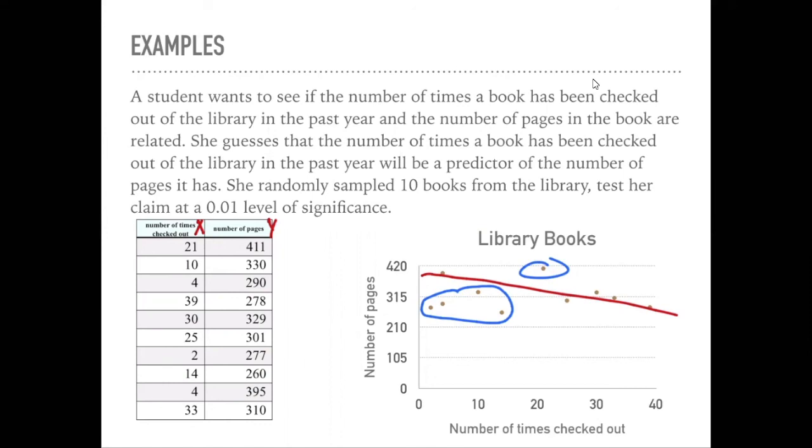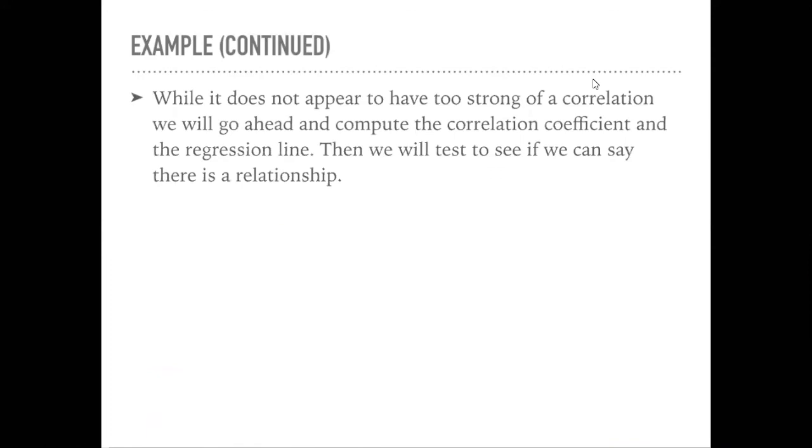Before I go to the next slide, I want to make sure that you all have your data either in your calculator, written down, or a picture taken of it. So make sure that you do have this data ready to go. When we do our test, we are going to want the X values in list 1 and the Y values in list 2. Okay, so it doesn't appear to be too strong a relationship or correlation, but we're going to go ahead and compute the correlation coefficient and the regression line and test to see if there's a relationship or not. And we will see what it is.